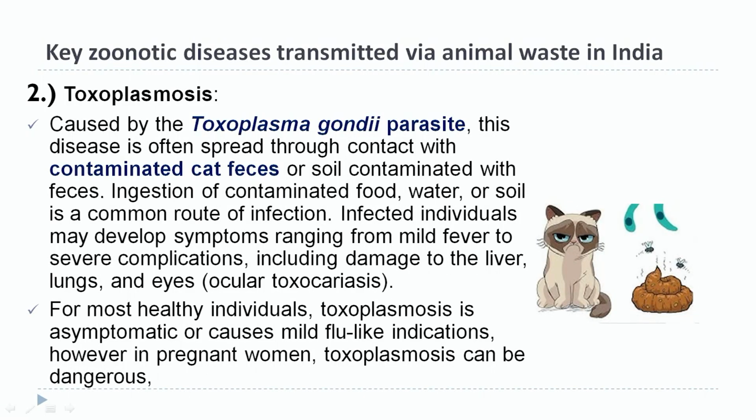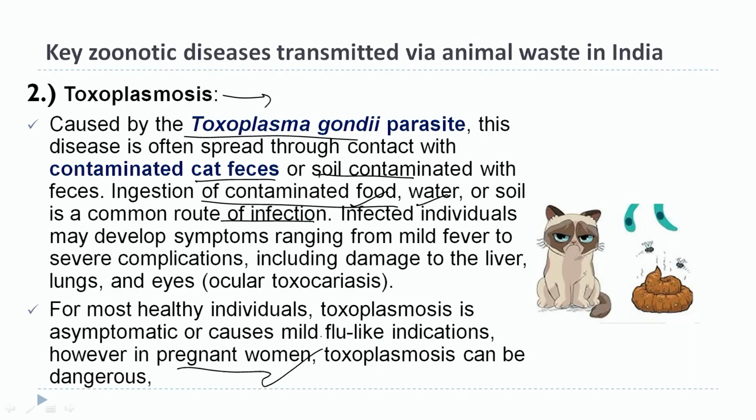The next important zoonotic disease is toxoplasmosis. It is a parasitic zoonotic disease caused by the parasite Toxoplasma gondii. It is mainly spread through contaminated cat feces. When cat feces contaminate the soil, it results in the transmission of this parasite to the human population. Ingestion of contaminated food or water leads to the transmission of infection to a healthy person. Toxoplasmosis usually remains asymptomatic and is not a serious problem in a person with good immunity, but it is a very serious condition in the case of pregnant women.